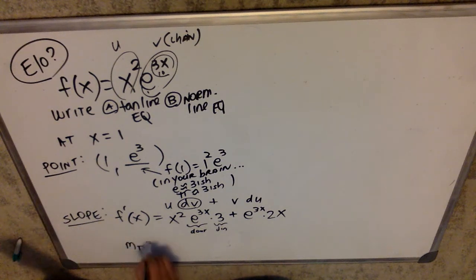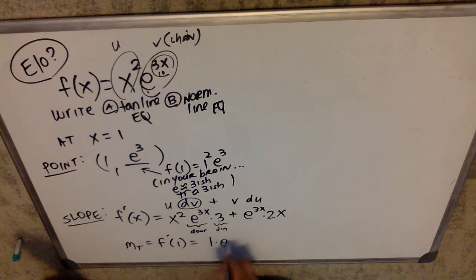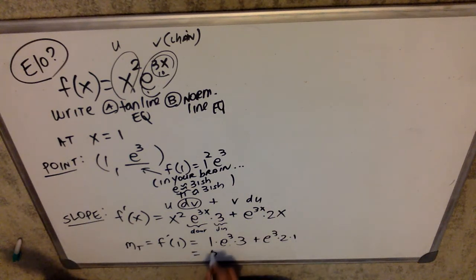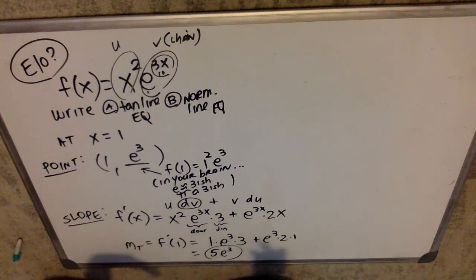So my tangent slope is going to be f prime of 1, which seems to be 1 times e cubed times 3 plus e cubed times 2 times 1. So I'm pretty sure that I get 3e cubed and 2e cubed, which is 5e cubed. Again, if you were stuck trying to reason out what number this is, it's about a 5 times a 27, but it's totally not a 5 times a 27. That's just kind of what it's close to. You should leave it as that.